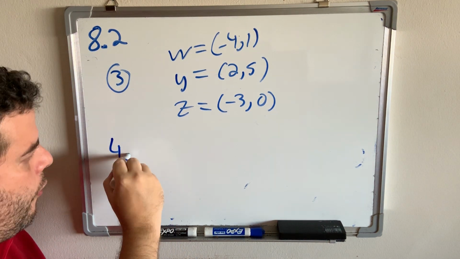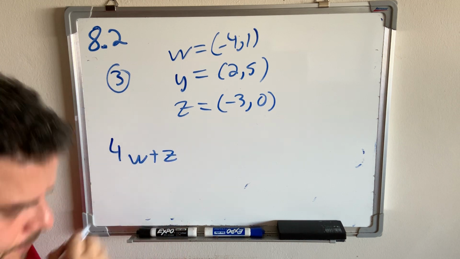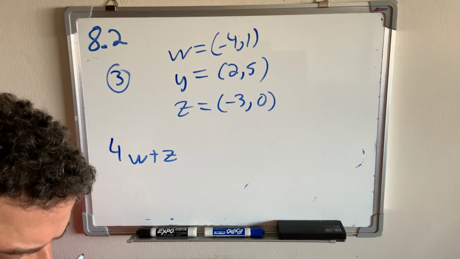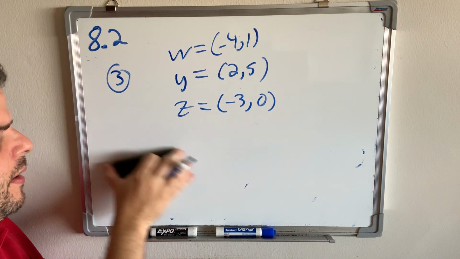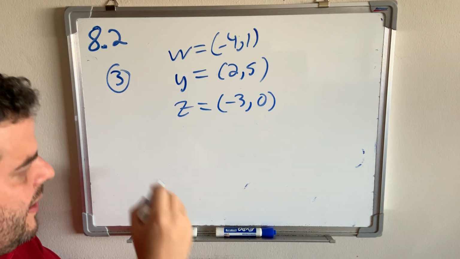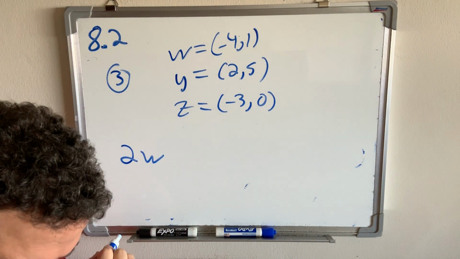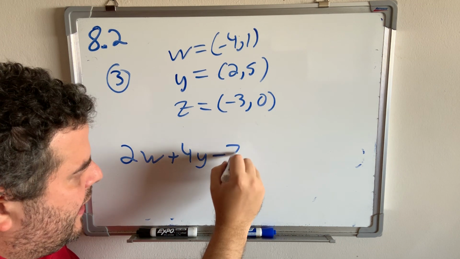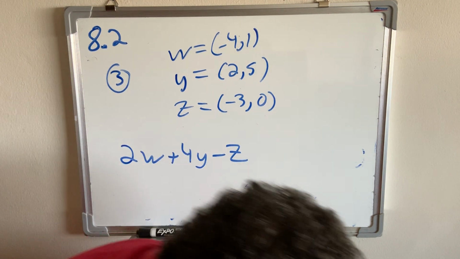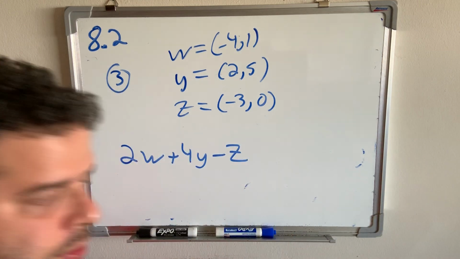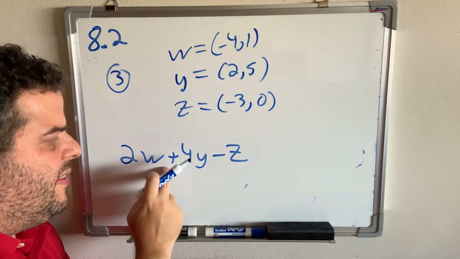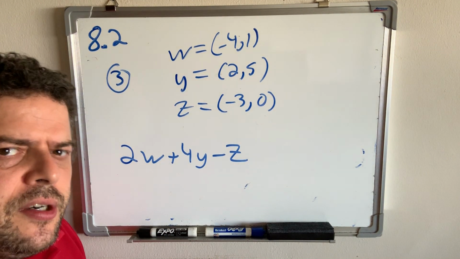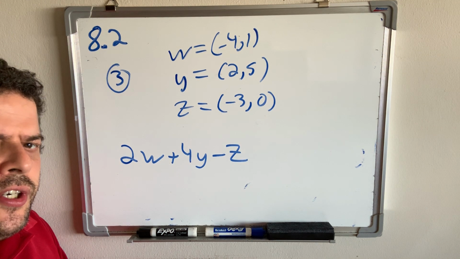3A says 4W plus Z. And actually, let's do the guided practice C, which is slightly more complex: 2W plus 4Y minus Z. Oh, Dios mío, profe, they're giving me 3 things. Now, that's fine. Just do it one at a time. Since these are addition and subtraction according to PEMDAS, order doesn't matter.